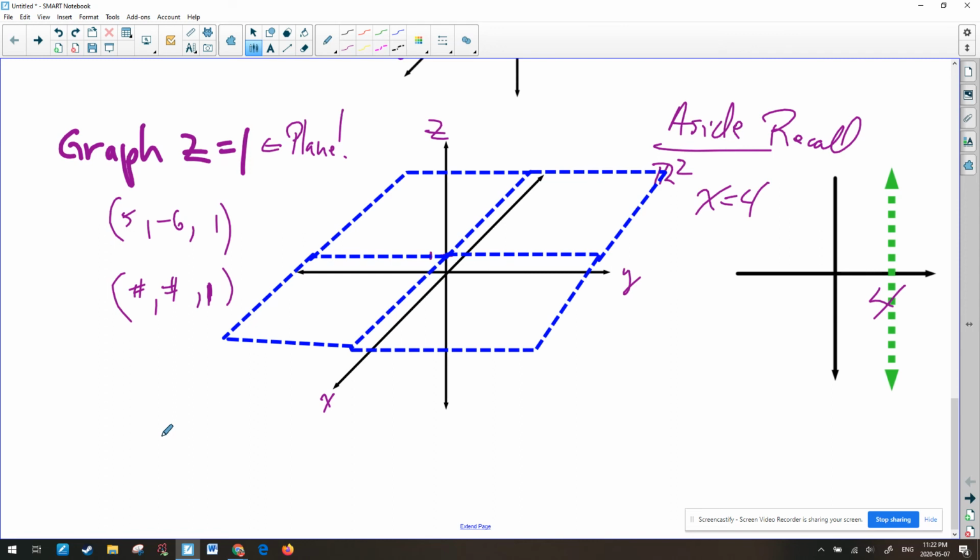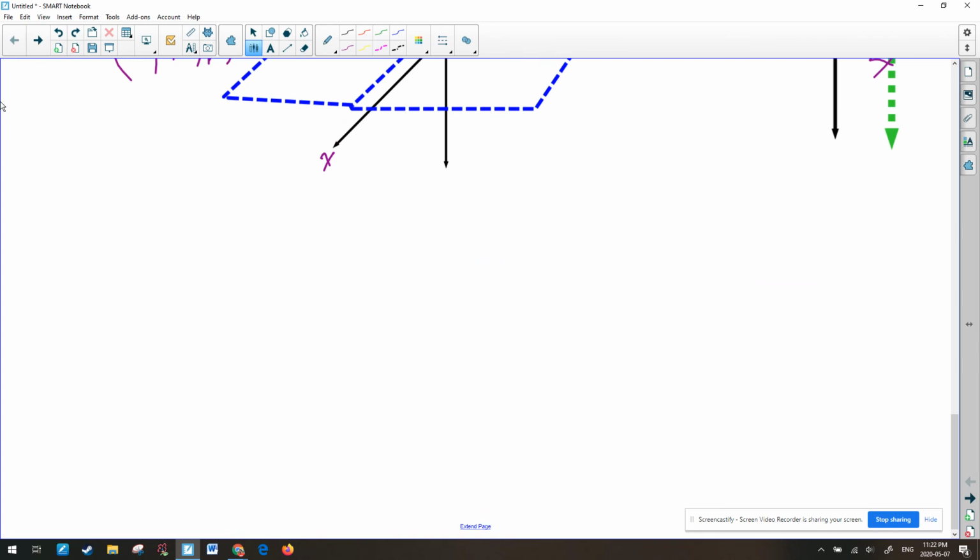So imagine that instead I said, I want you to graph the plane. Go ahead, I'd like you to give it a whirl. Graph the plane about y equals -3. So go ahead, give it a whirl, and I'll do the same thing.